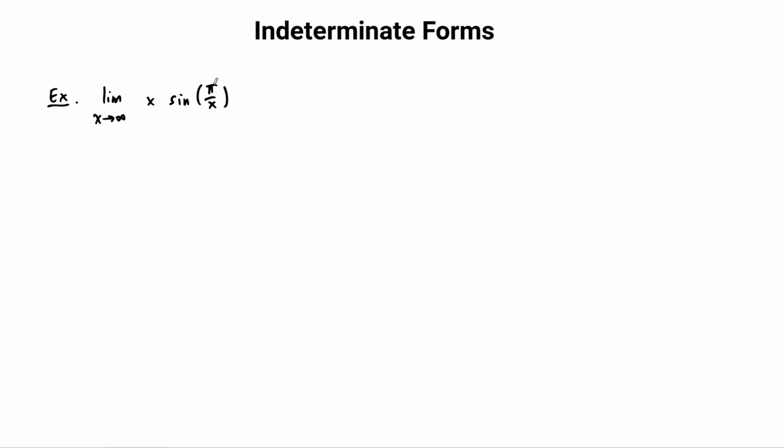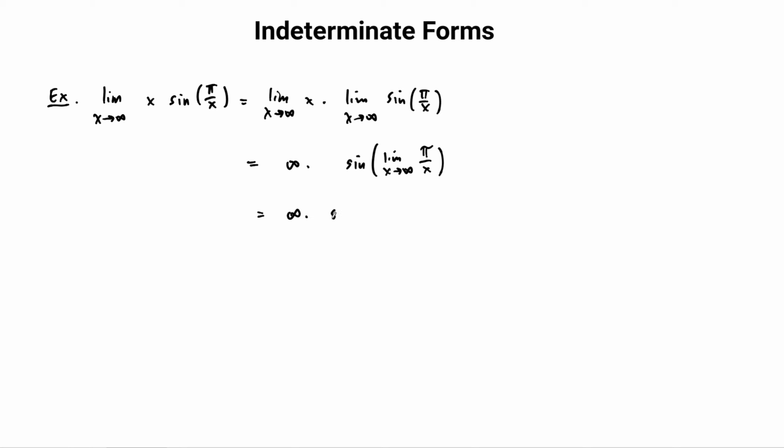First of all, we want to try to compute this limit as x approaches infinity of x times sine of pi over x. When we do this, we can kind of break it up into parts: the limit as x approaches infinity of x times the limit as x approaches infinity of sine of pi over x. This becomes infinity, obviously, times this limit, which can go inside because sine is a continuous function. So limit as x approaches infinity, pi over x. And so this becomes infinity times sine of 0, or infinity times 0.